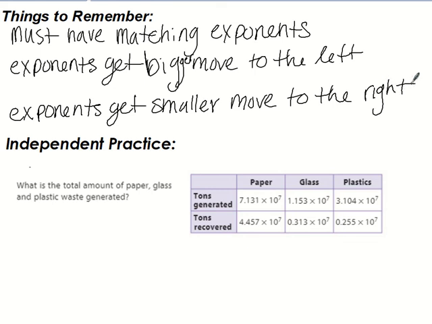All right, so you only have one independent practice. It says, what's the total amount of paper, glass, and plastic waste generated? So this is where you're going to have to pay attention. It's asking about the paper, the glass, and the plastics waste generated, and it's asking for the total. So see if you can decipher what information you need.